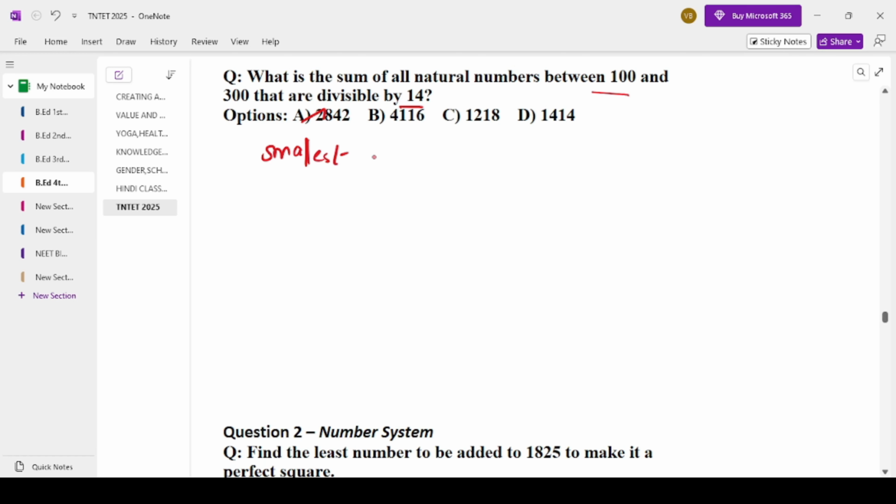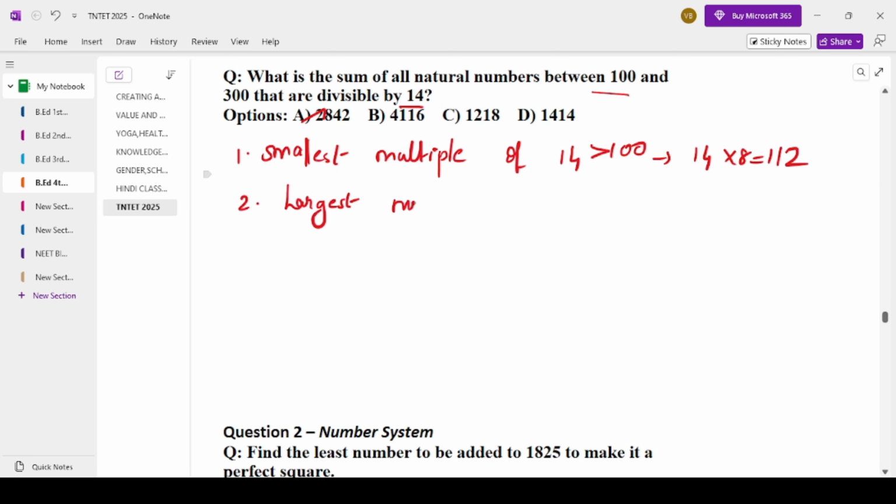So the smallest multiple of 14 which is greater than 100. That is the first step. So you will get 14 into 8 is equal to 112. So that is going to be the smallest multiple of 14 greater than 100. Second, the largest multiple which is less than or equal to 300.